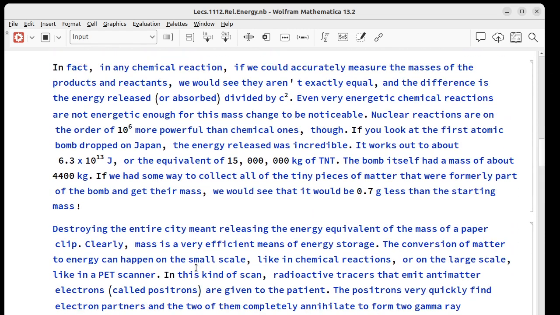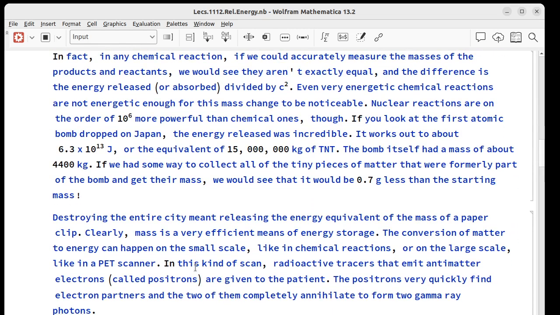In any chemical reaction, if we could measure the masses of both the products and the reactants extremely accurately, we'd see they aren't exactly equal. The difference is the energy either released or absorbed divided by c squared. Even for very energetic chemical reactions, explosions, whatever, they're not energetic enough to notice this change in mass. Nuclear reactions are about 1,000,000 times more powerful than chemical reactions, though.